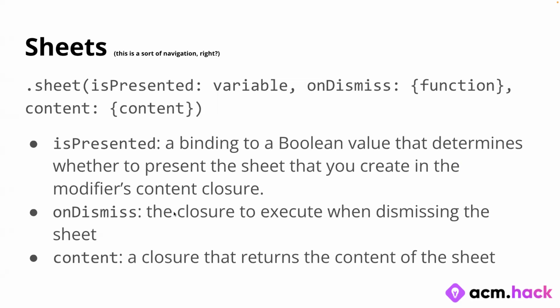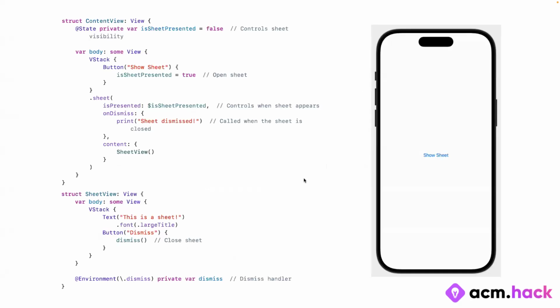So onDismiss is the closure to execute when dismissing the sheet. So if, when the sheet leaves, you want to do something, like maybe print out, oh, sheet is closing, you'll do it in onDismiss. And the content itself is a closure that returns the content of the sheet. So whatever you want on the sheet itself. Here's an example. Yeah, this is the sheet I'm talking about. It's pretty simple. So we just have the sheet over here in this section.